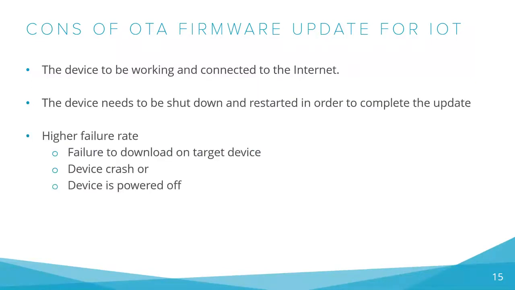And OTA updates also fail at a higher rate than manual updates. In general, getting software to update itself is a difficult problem. In some cases, the update file will fail to download to the target device. Another example is if, during the update, the device crashes or turns off. So this can again be a difficult situation to come out of.